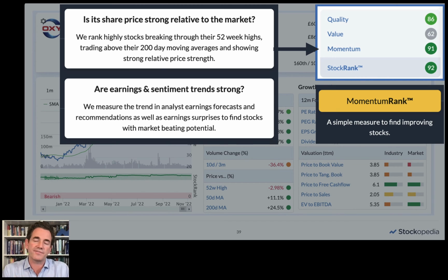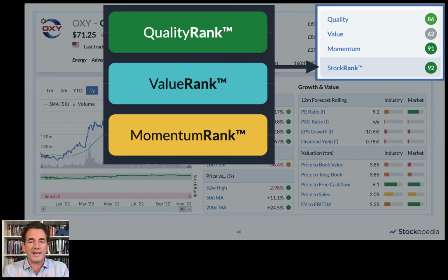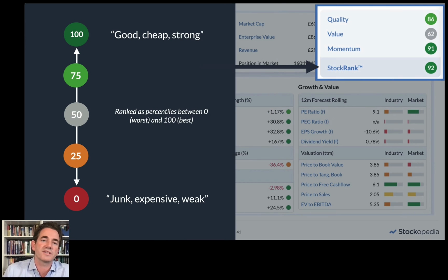So you get a simple measure to find strong or improving stocks. And all three of them come together in an equal weighted composite, re-ranked from 0 to 100 as a percentage in what we call the stock rank. So this is a very, very powerful system, and I'll show you the results of that shortly.